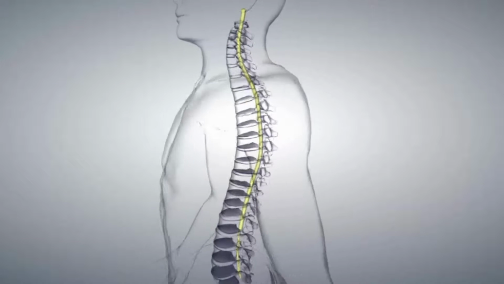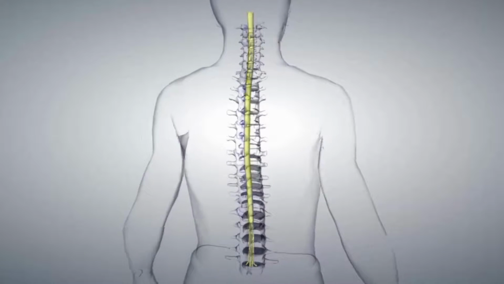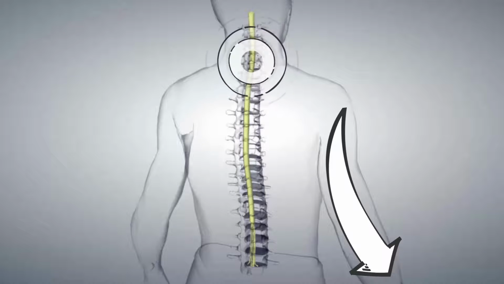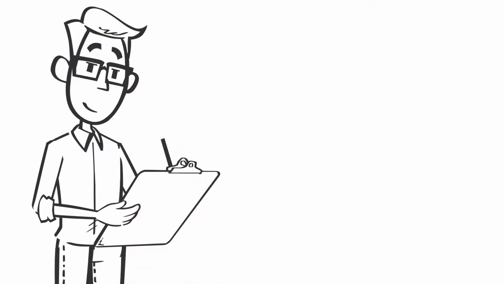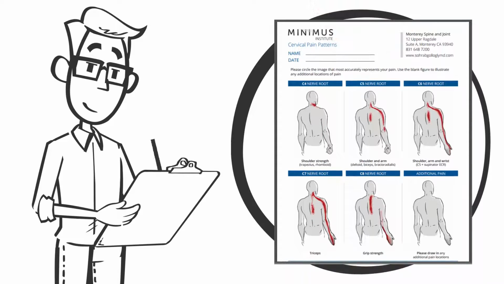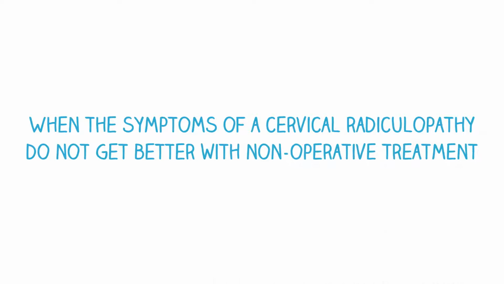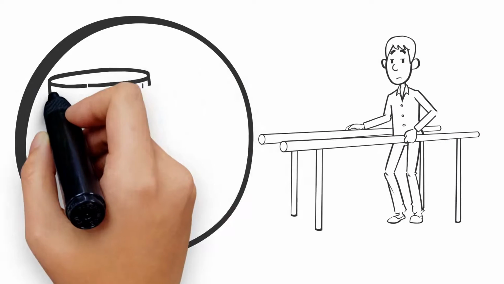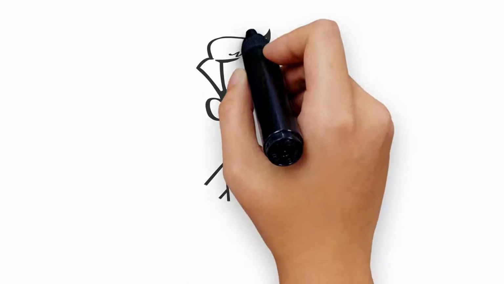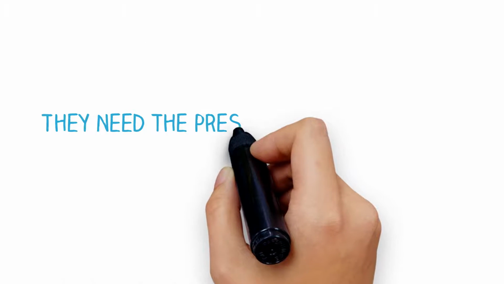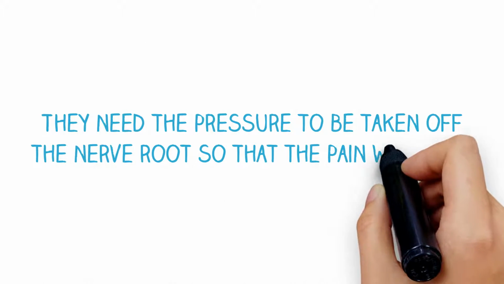The location of the pain is a clue as to which nerve root is being affected. The cervical nerve roots travel to particular parts of the arm and the hand. We have our patients complete a pain diagram and a pain journal, and this helps us confirm which nerve root is irritated and inflamed by the herniated disc. When the symptoms of a cervical radiculopathy do not get better with non-operative treatment that includes physical therapy and anti-inflammatory medications, most patients realize that they may need a surgical solution for their pain. They need the pressure to be taken off the nerve root so that the pain will stop.